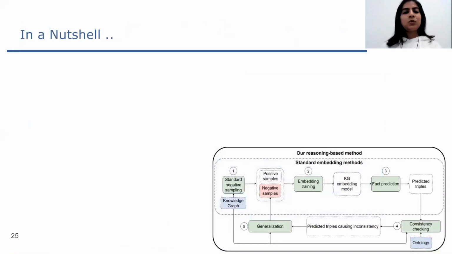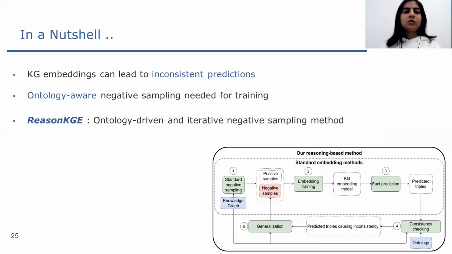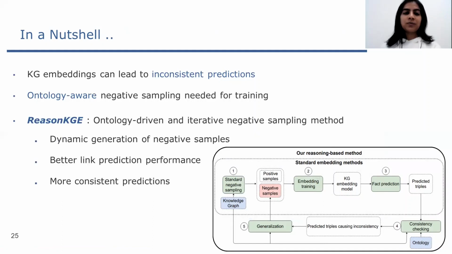In summary, in this work, we have discussed that knowledge graph embeddings can lead to inconsistent predictions with respect to the ontologies. Therefore, ontology-aware negative sampling methods are needed for training the embedding models. To this effect, we have proposed a novel approach called Reason KGE, which is ontology-driven and operates in an iterative fashion. This leads to dynamic generation of negative samples and feedback to the next iteration of the embedding method. Overall, this leads to better link prediction performance and more consistent predictions by the resulting embedding model.